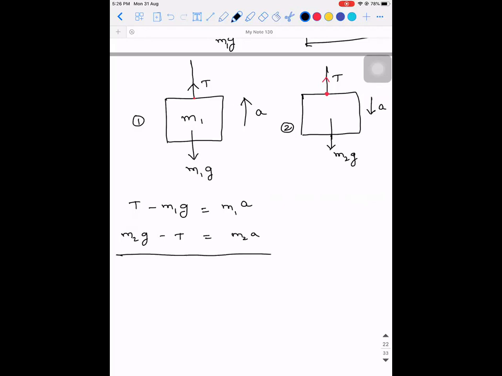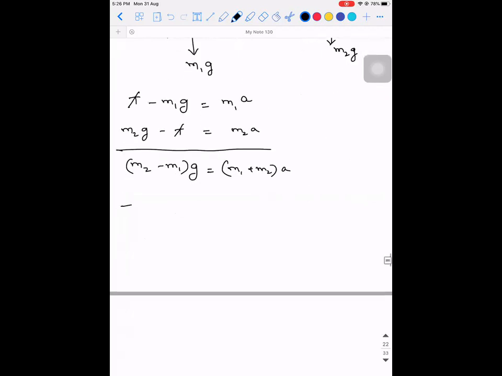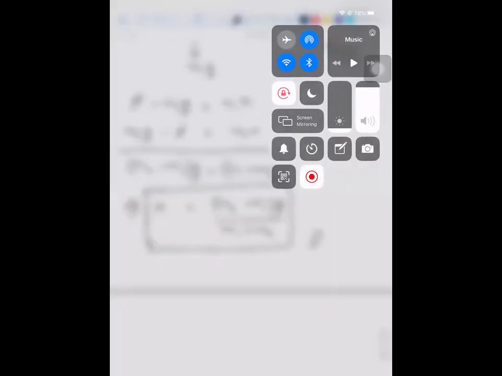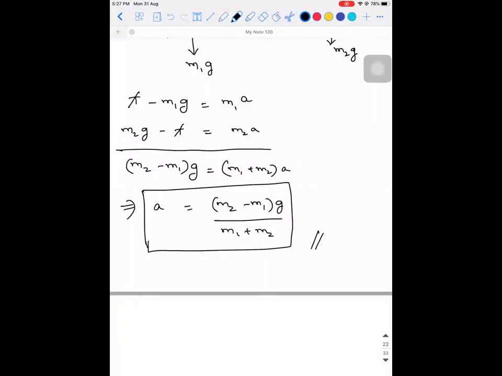So if I add both, T and T will get cancelled. Then (m2 minus m1) into g is equal to (m1 plus m2) into a, which implies a is equal to (m2 minus m1) into g divided by (m1 plus m2). So this is the acceleration of both the blocks put together. a equals (m2 minus m1) into g divided by (m1 plus m2).